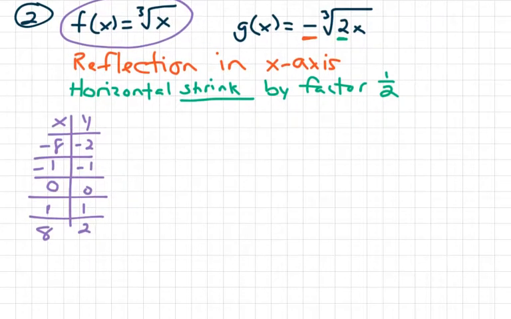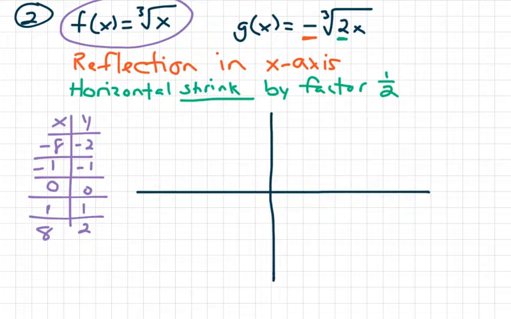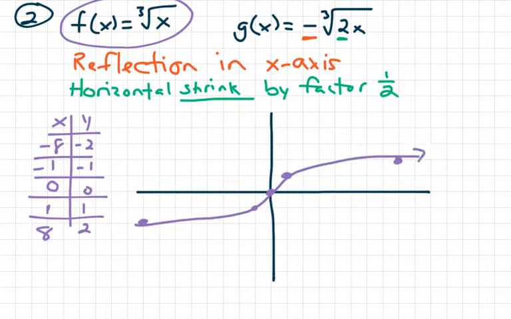So when I graph this, let me move this down just a little bit. Hopefully I've got enough room here. If I graph the original one, 0, 0, 1, 1, 2, 3, 4, 5, 6, 7, 8, 2. And then I have the same picture going the other direction, 2, 3, 4, 5, 6, 7, 8, -2. So this is f of x. Okay, this was f of x.